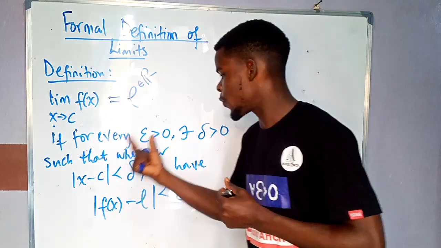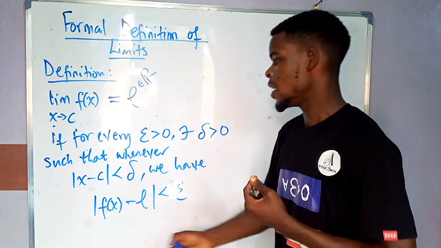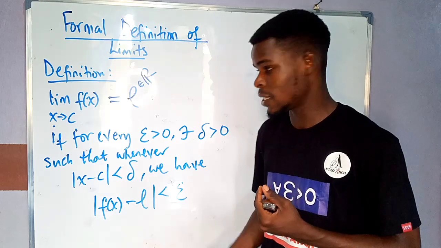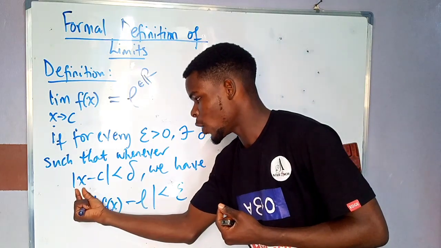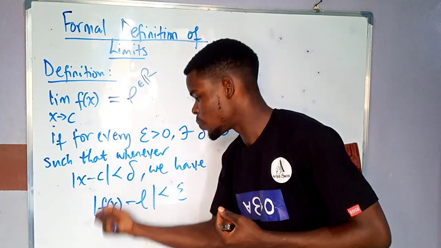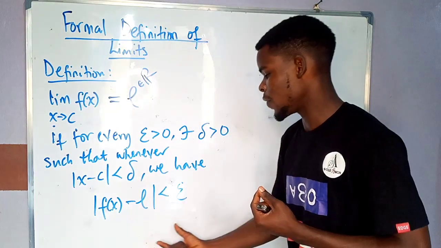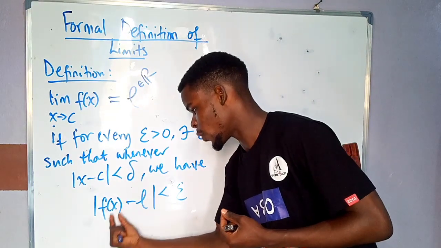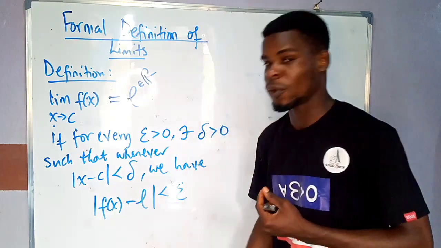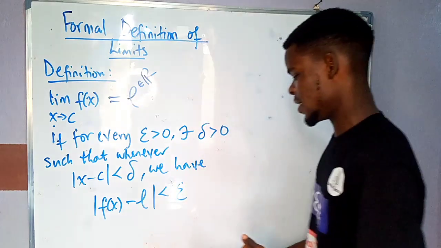If for every epsilon greater than 0, we can find a delta greater than 0, such that when any x point is picked from the delta neighborhood of c, the value of the function at that x will lie in the epsilon neighborhood of L. So that may seem somehow like you may not really get it.